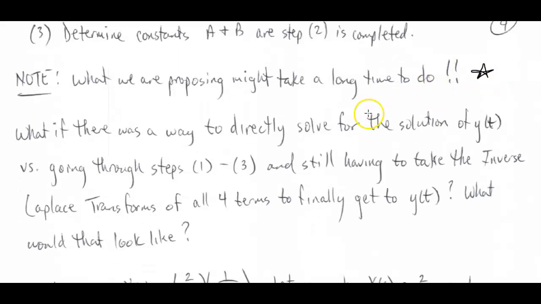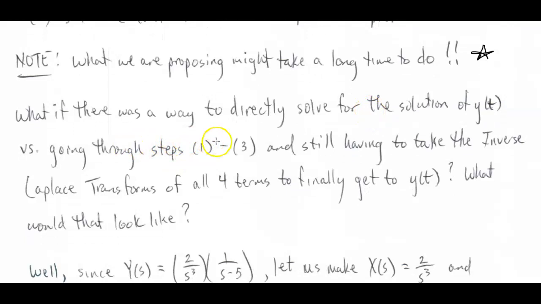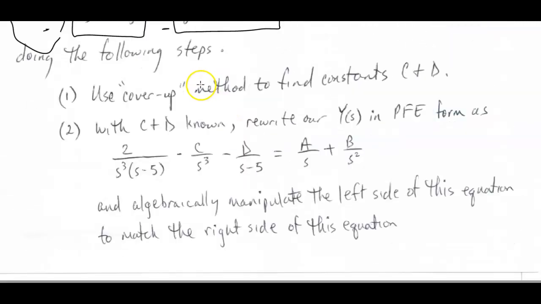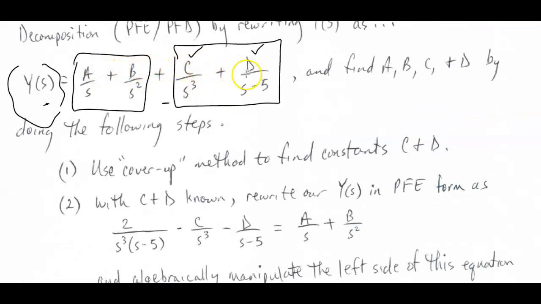Okay. And so the question is, what if there was a way to directly solve for the solution y of t versus going through all the steps that I just described in 1 through 3? And of course, even after doing all these 3 steps, I would still have to take the inverse Laplace transform of all 4 terms once I'm done. So once I find what A, B, C, and D are, I still have to take the inverse Laplace transform in order to get my answer, and then possibly combine like terms. Okay.